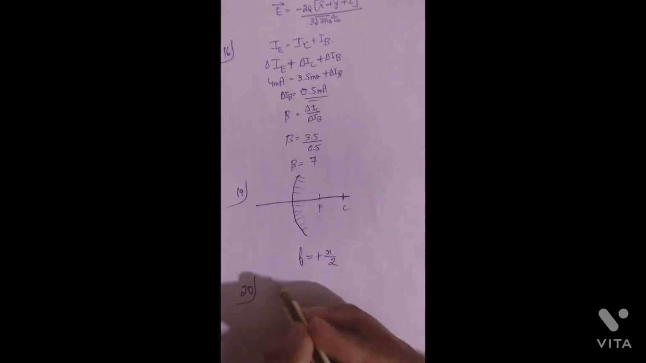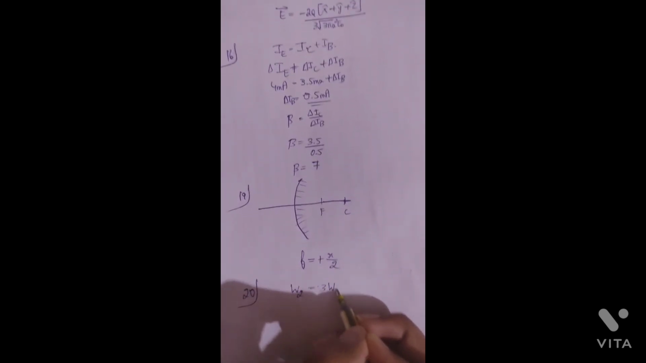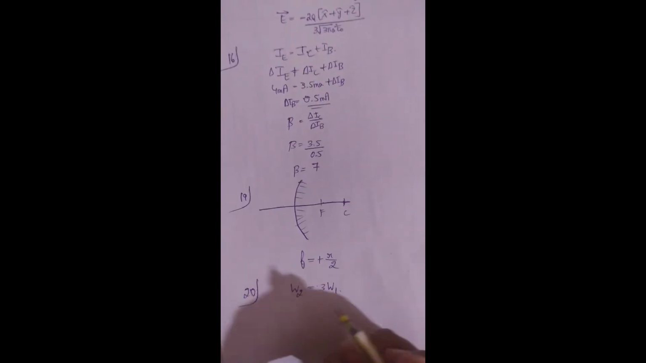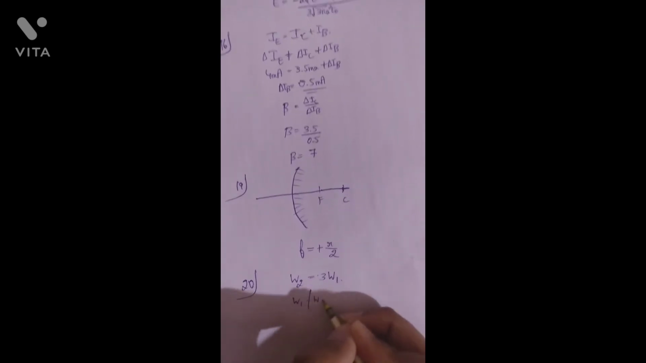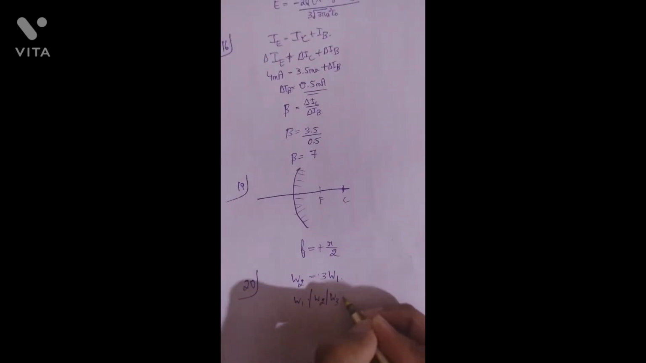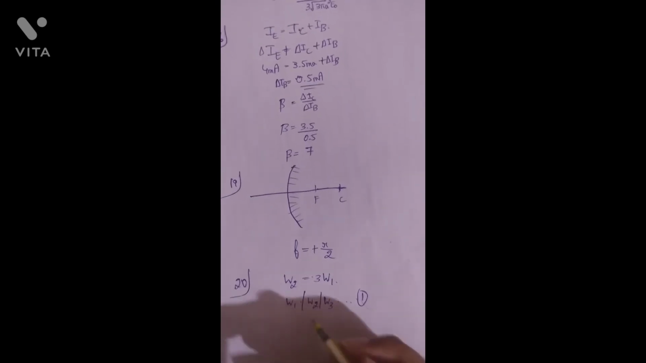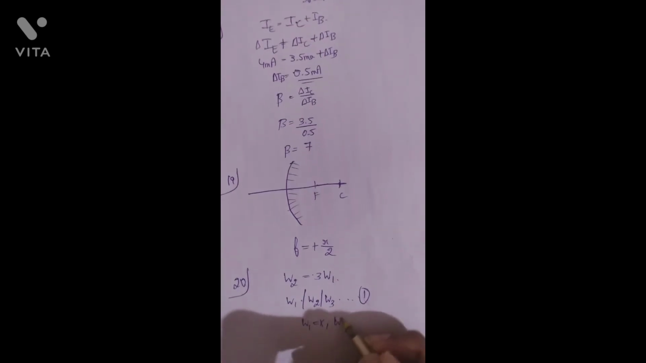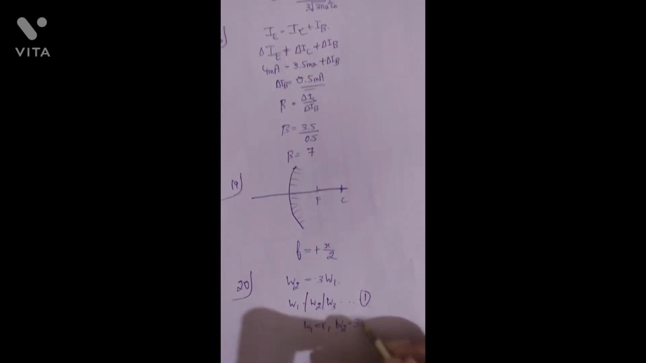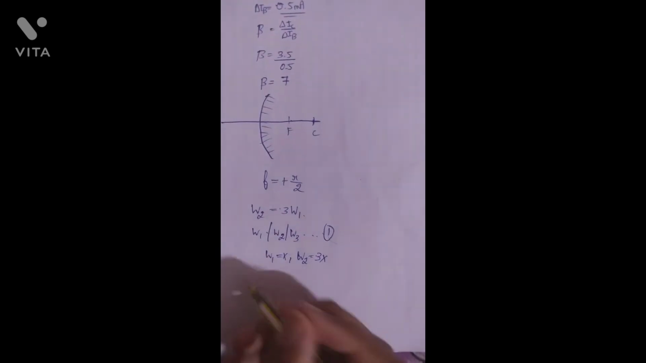Here they have given W2 is equal to 3W1. So we take W1, W2 like that. Let us assume W1 is equal to x, and W2 is 3x. We don't know, so we will assume it. Let us take it like that.